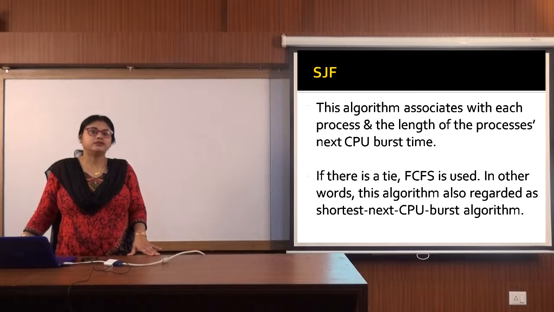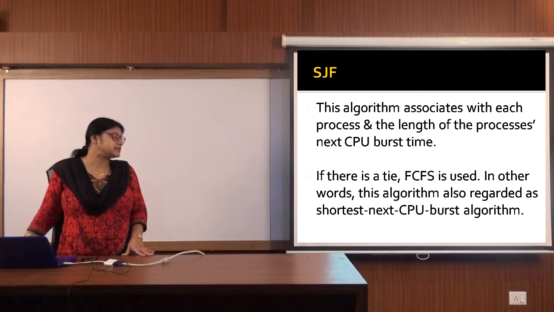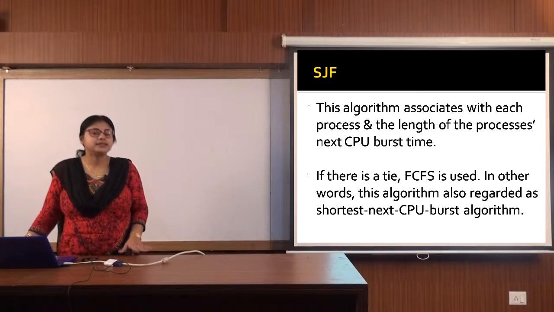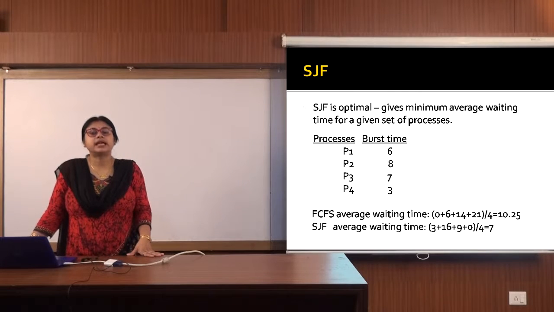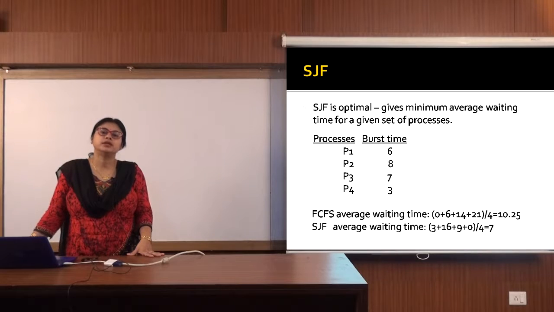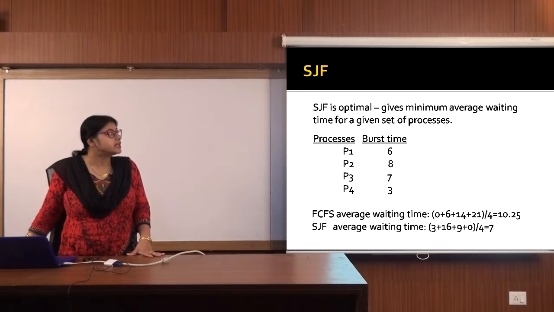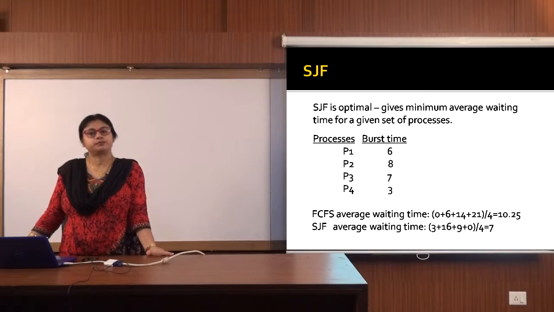In other words, we can say that this algorithm is regarded as the shortest next CPU burst algorithm. Let us see how it works. This SJF or shortest job first scheduling algorithm is optimal in nature. That means it gives the minimum average waiting time for a given set of processes.